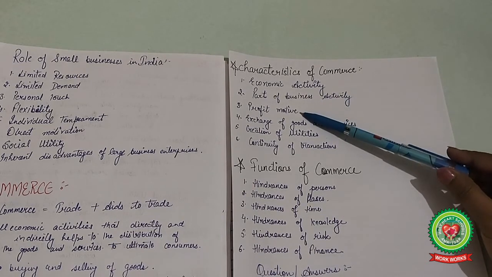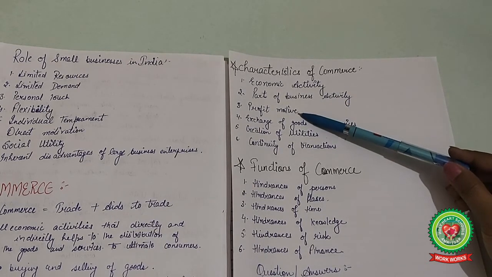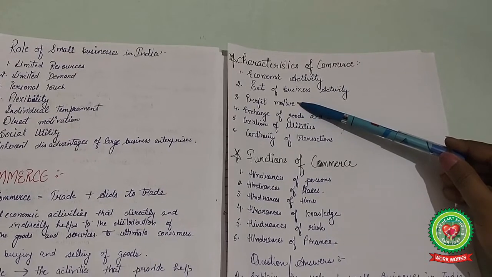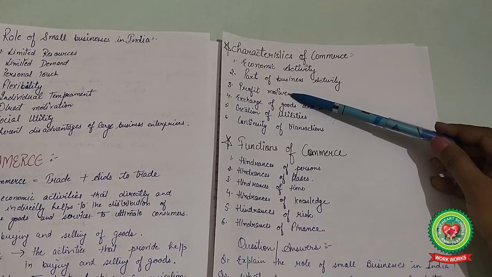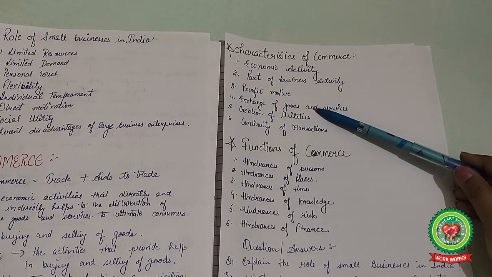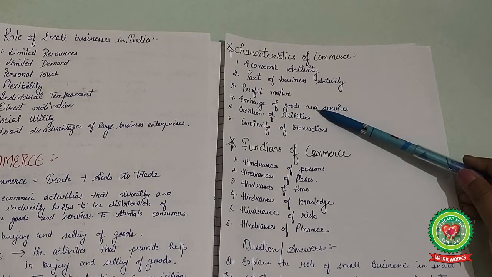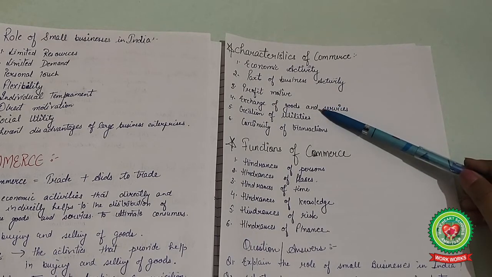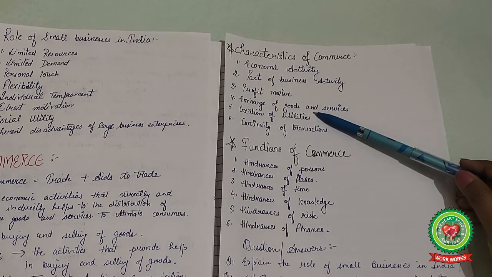Next one is the profit motive. It includes the profit motive, meaning to earn money. By selling something, they can earn something, so it is known as the profit motive. Next is the exchange of goods and services. Exchange of goods and services includes exchange between the buyer and the seller of the goods and services that the producer produces or the seller sells to its customers.